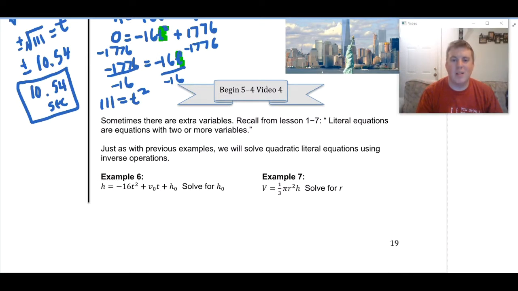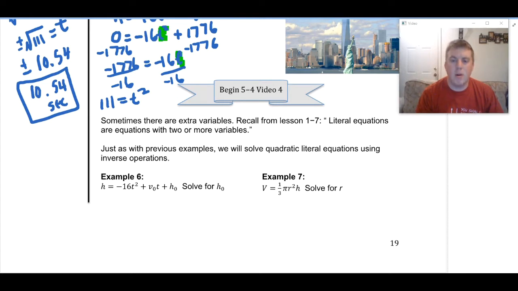Welcome to our fourth and final video for our 5-4 video series. Now, sometimes when you're dealing with these quadratics, you may end up with some extra variables. You might have more than just your x and your x squared, or your t's and your t squareds, depending on what type of problem you're working with.